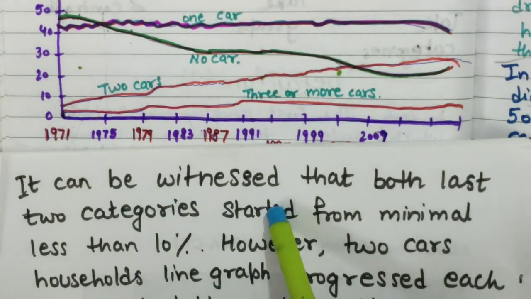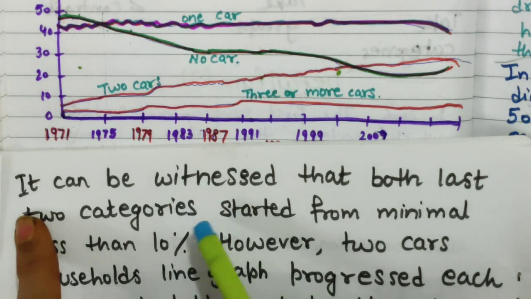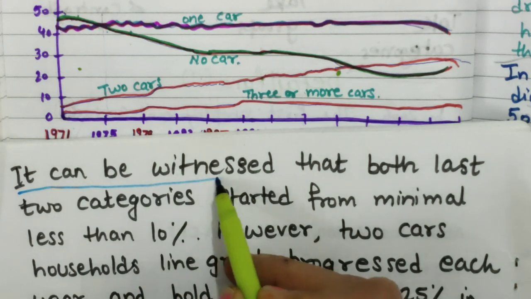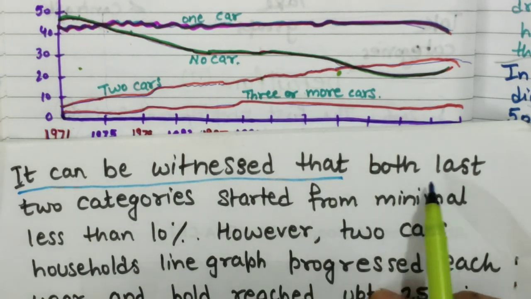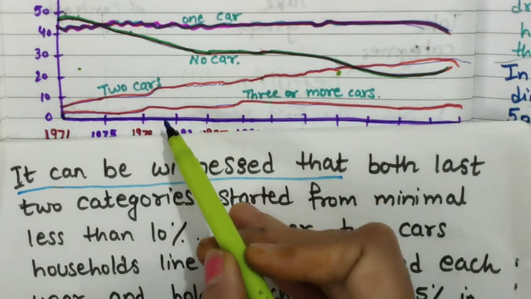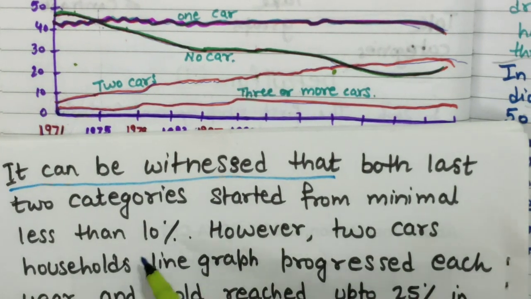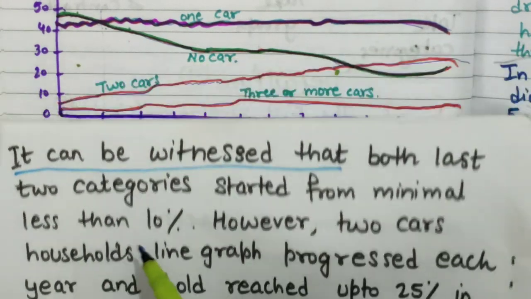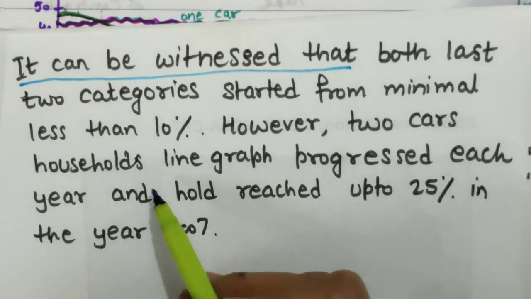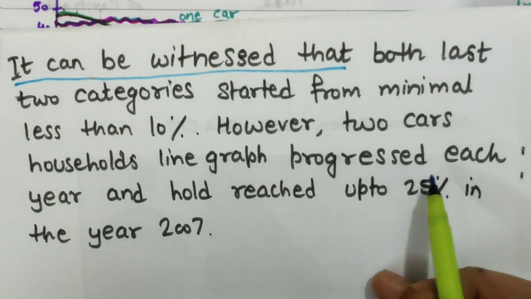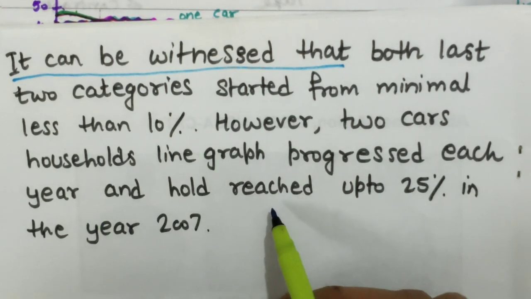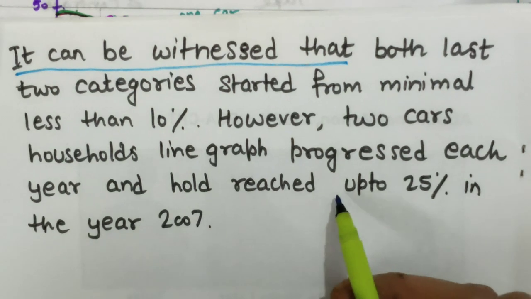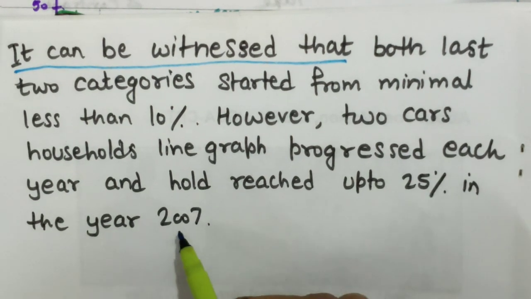It can be witnessed, this sentence structure is also important. It can be witnessed that, you can follow it, you can just learn it, that both of the last two categories started from a minimal level, less than 10%. However, the two car holders households line graph progressed each year and reached up to 25% in the year 2007.